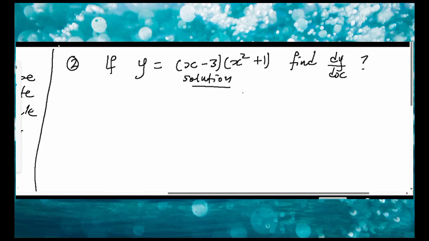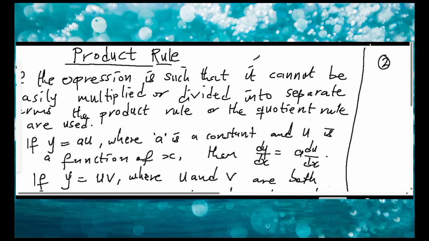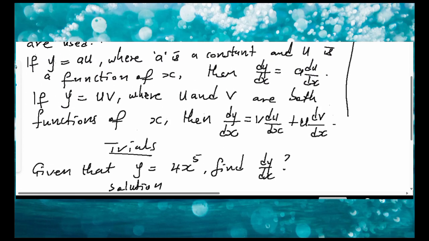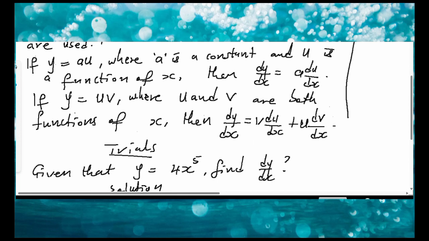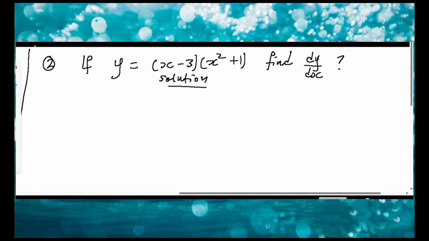Right, so this one really depicts our second scenario, which says that we have y is equal to uv, whereby u and v are both functions of x, right? And then look at how it is done. dy/dx is going to be v du/dx plus u dv/dx, right? So we're going to imitate the second scenario over here.